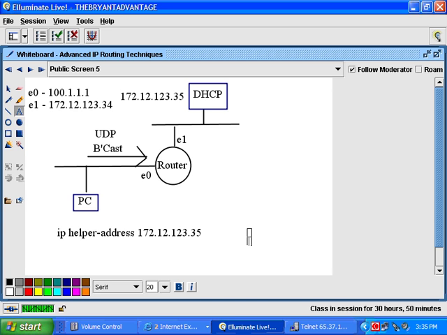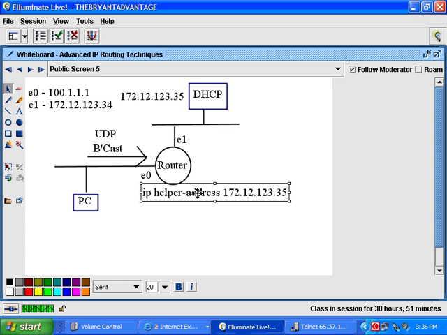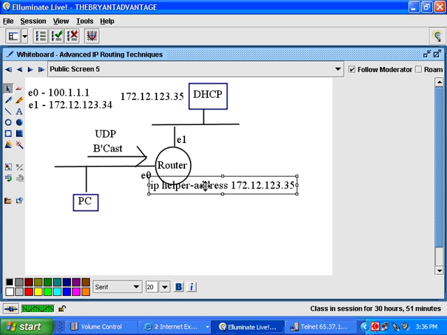The IP helper address command is an interface level command. So just like back when you used to study access lists and you had to decide which interface to put an access list on, we've got to decide, first off, which one of these two interfaces this command should go on. And it should go on the interface that will be receiving the broadcasts. So in this scenario, if we had Ethernet 0 on the 100.1.1.0 segment, and Ethernet 1 on the 172.12.123.0 segment, this command needs to be configured on Ethernet 0. That's the interface that will be receiving the broadcasts.